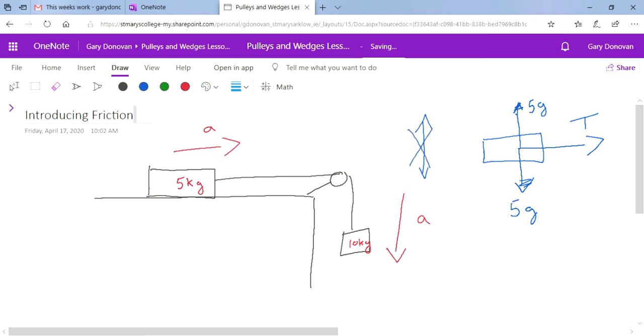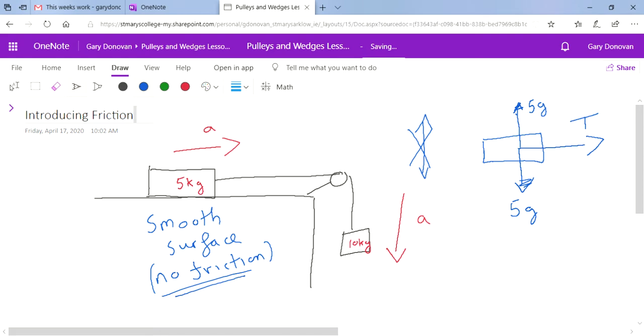And this is all we've done so far, because in all the questions we've done so far, they've assumed that it's a smooth surface. And if it's a smooth surface, it means that there's no friction. But in reality, that's definitely not the case.